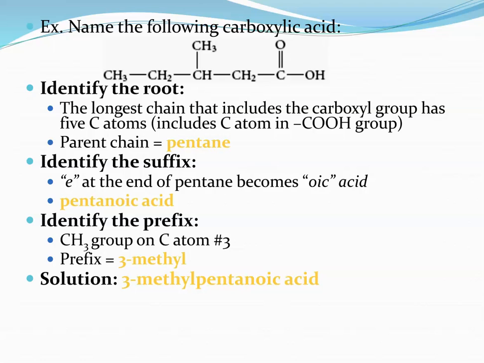To name carboxylic acids, identify the longest chain and then adjust the name by removing the E and adding oic. The parent chain is numbered to allow for labeling any of the branches.